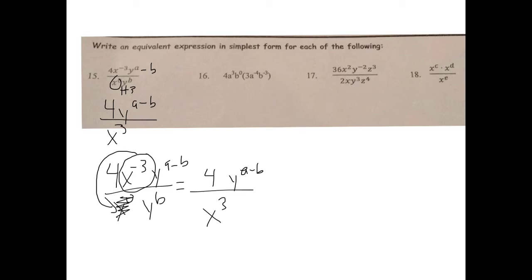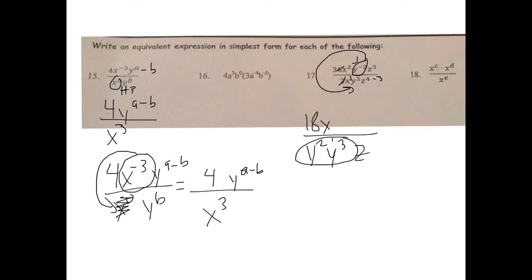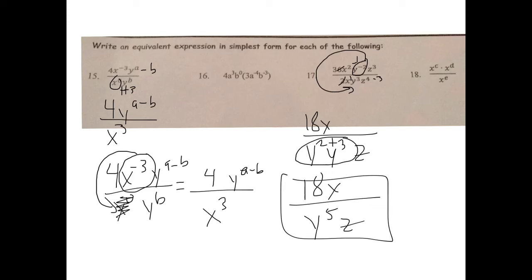So let's take a look at number 17 because it has some of the same kind of things. 36 divided by 2 is 18 on top. The x's are good to subtract. That's a 1, so 2 minus 1 is x. With the y's, this guy right here is unhappy, so let's move him underneath with his friend. So we have y^2 under there and a y^3 under there. z^3 and z^4, the bigger z is down here, so we do 4 minus 3 is z^1. Now these guys can combine. 2 plus 3 is 5, so it's 18x, 2 plus 3 is y^5 and z. So that's number 17.